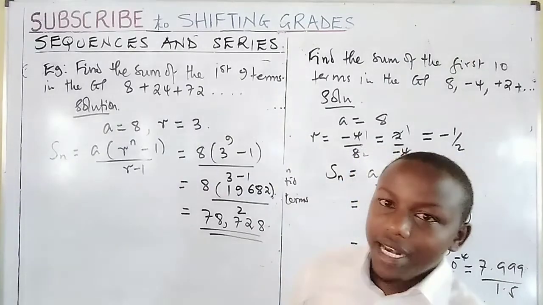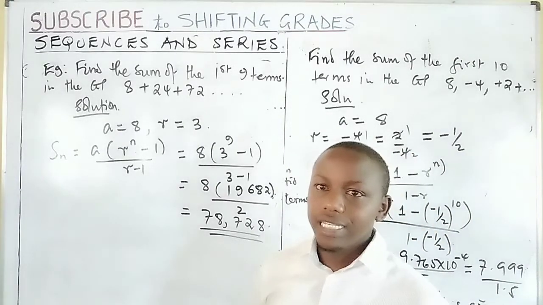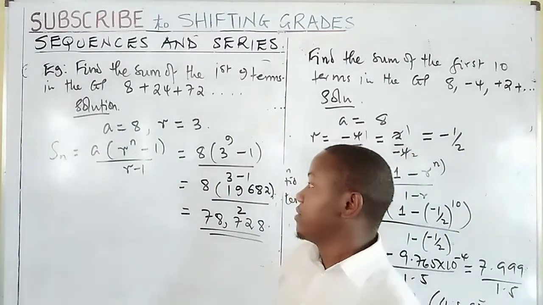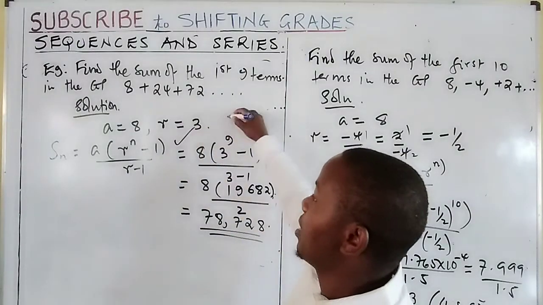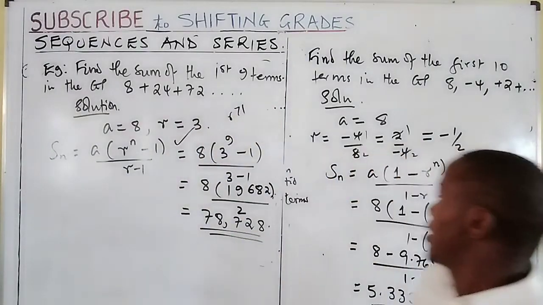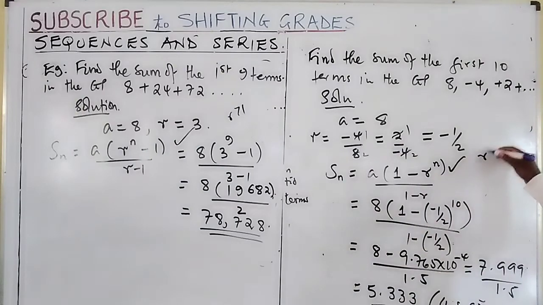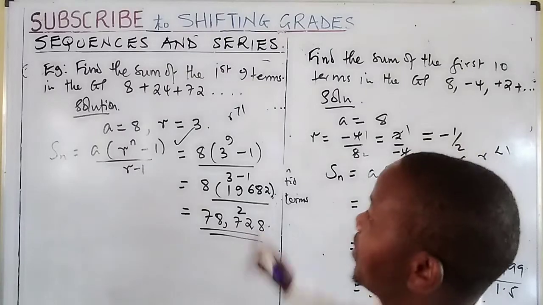So that's how we get the sum of a given number of terms in a geometric series. We use this formula when r is greater than 1, and we use this formula when r is less than 1. So that's how we operate them.